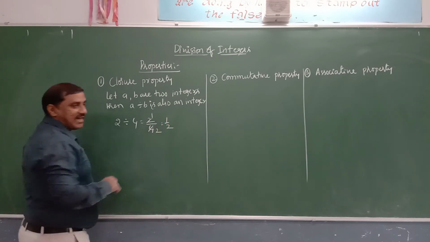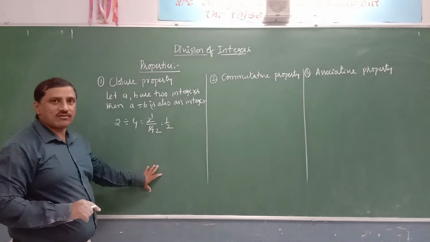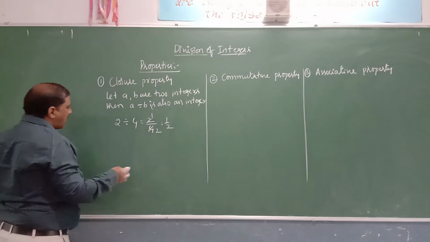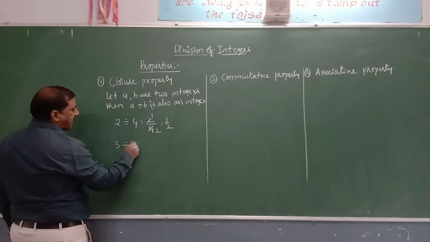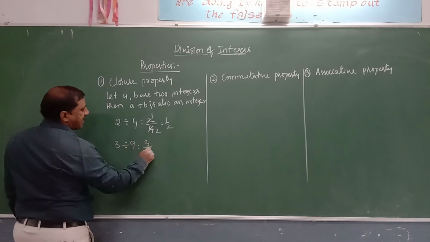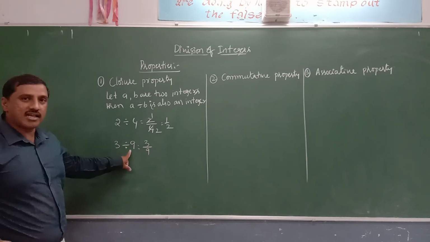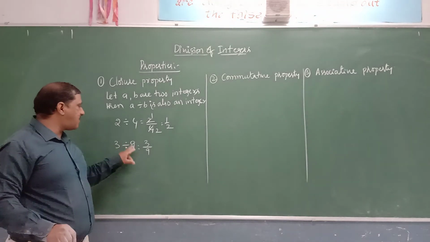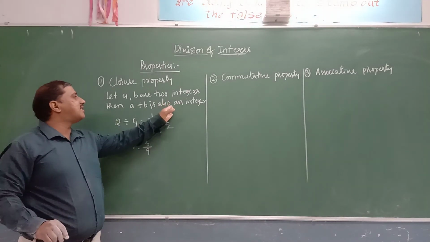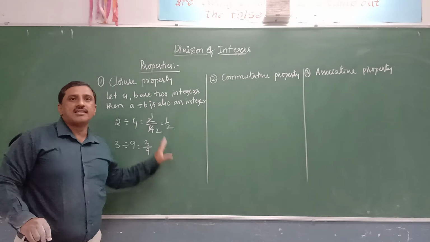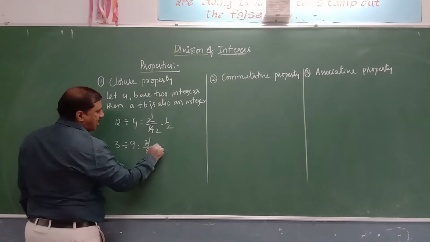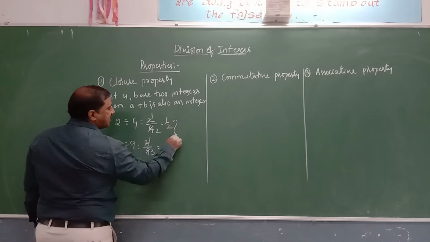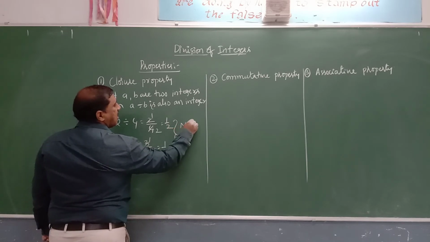Is 1 by 2 an integer? No, it is not an integer. Similarly, we take 3 divided by 9, that is 3 by 9. 3 is an integer, 9 is also an integer. When we are dividing an integer by an integer, we should get an integer. If it is not an integer, this property is not satisfied. 3 ones are 3, 3 threes are 9. We got 1 by 3. These two are not integers.